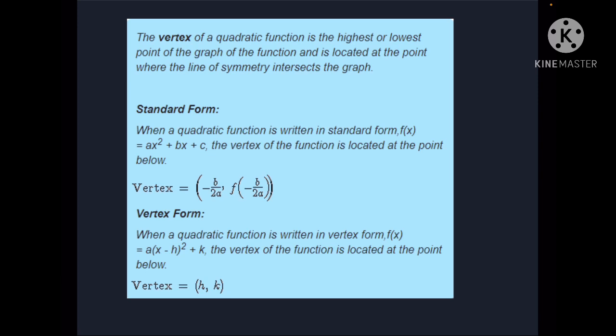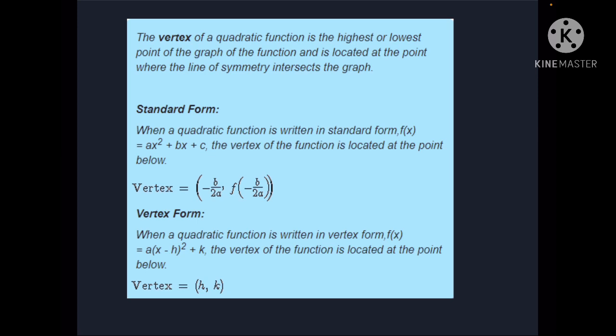Which will be 2 plus 4 plus 9. Which will be 8 plus 9, which is 17. So our vertex will be (1, 17). And now the vertex also has its own form, which is the vertex form of the quadratic function that we discussed earlier, in this representation: a(x minus h) to the power of 2 plus k.